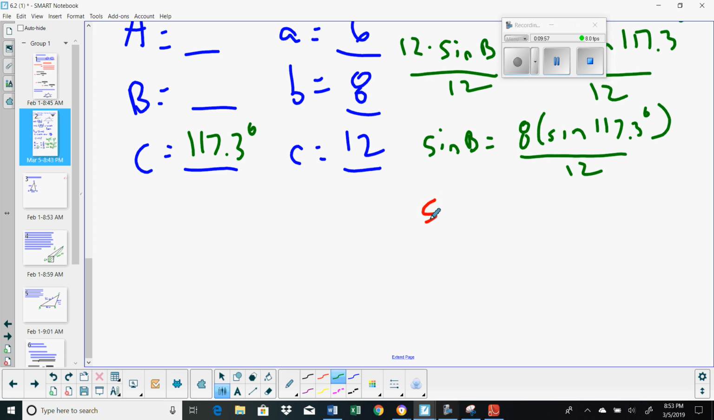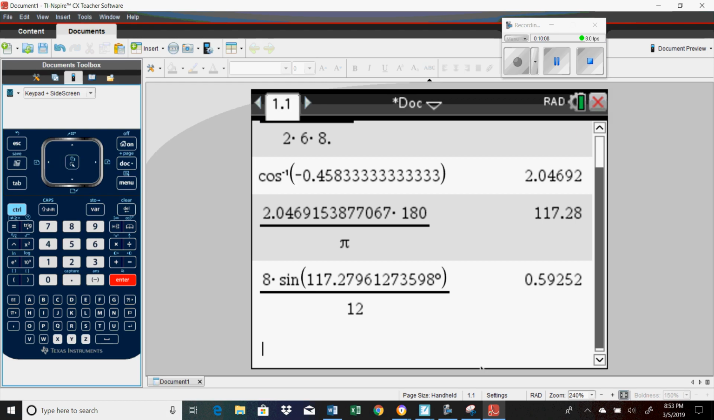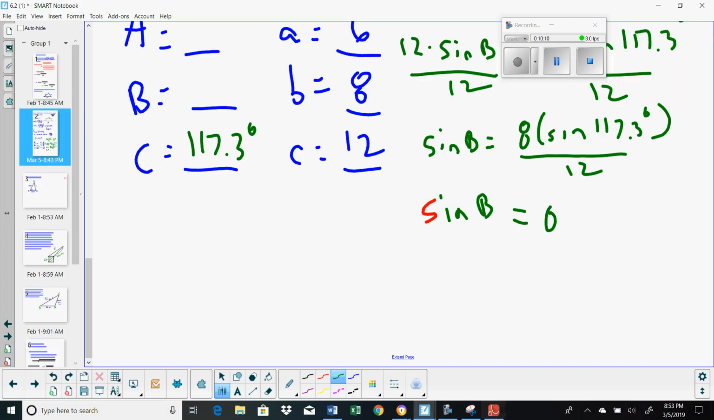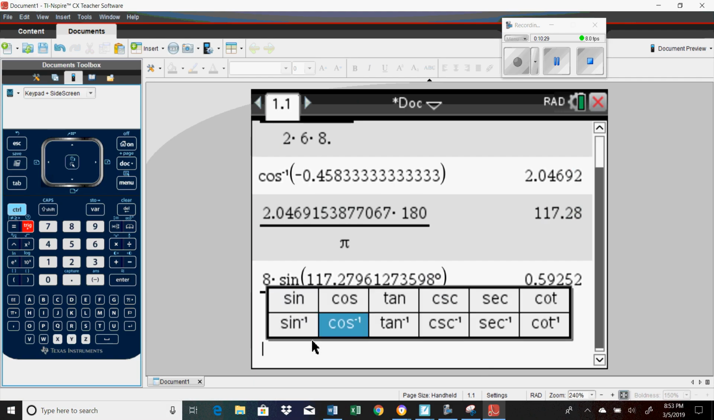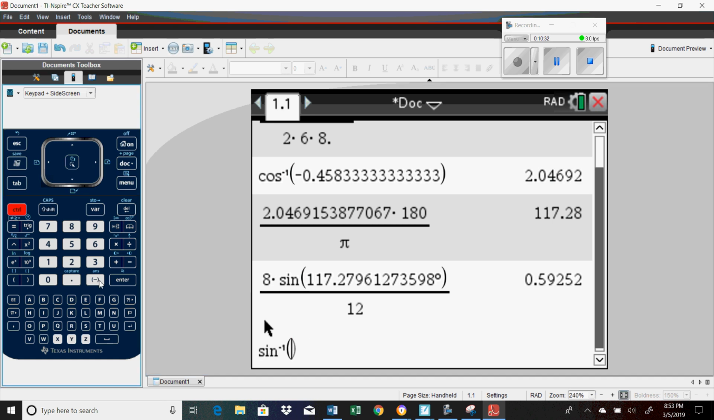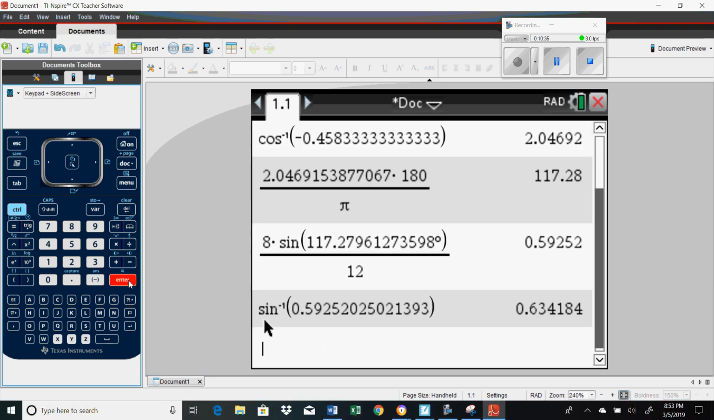Okay, so we got that the sine of angle B, sorry about the funky colors here, turned out to be equal to 0.5925, and that's the sine of angle B, but we want angle B itself. So to do this, we do need to do sine inverse of that answer. So let's grab that calculator. I go trig, sine inverse of that answer. So control negative says, oh, you want sine inverse of the answer?